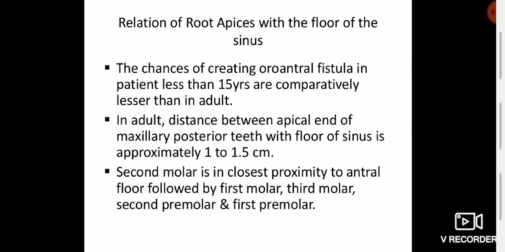First one is the relation of root apices with the floor of the maxillary sinus. The chances of creating an oroantral fistula in patients less than 15 years are comparatively less than in adults. In adults, the distance between the apical end of maxillary posterior teeth and the floor of the sinus is approximately 1 to 1.5 centimeters. The second molar is in closest proximity to the antral floor, followed by the first molar, third molar, and the second premolar and also the first premolar.